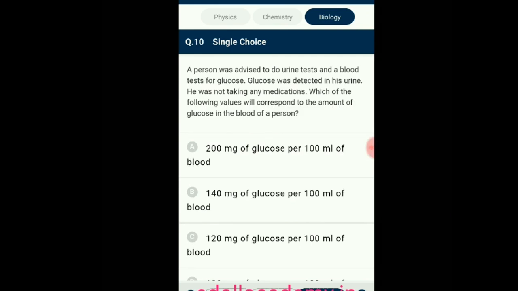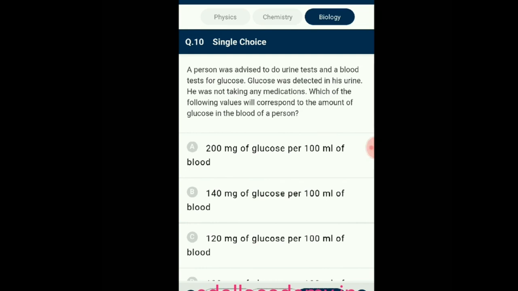Question number 10. A person was advised to do urine test and a blood test for glucose. Glucose was detected in his urine. He was not taking any medications. Which of the following values will correspond to the amount of glucose in the blood of a person?